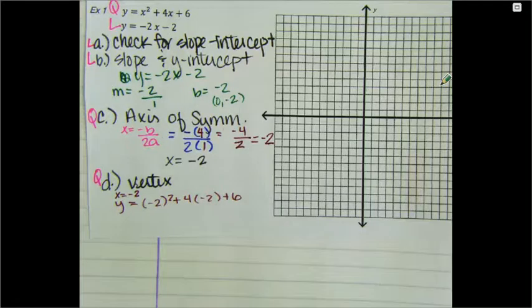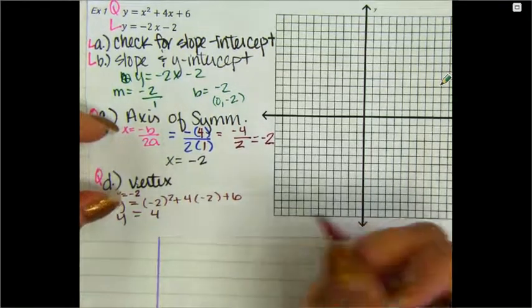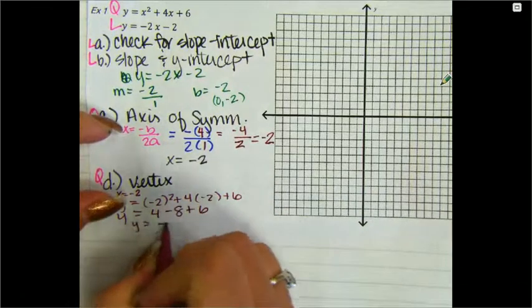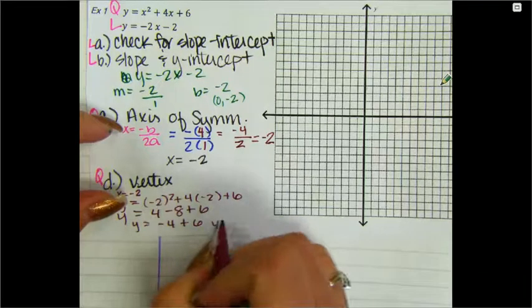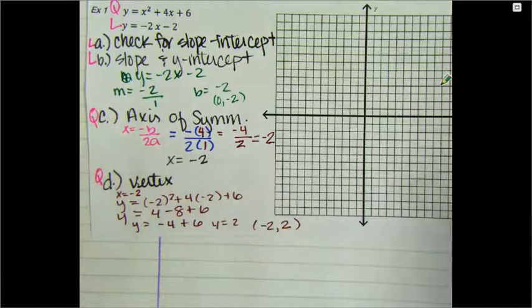Negative 2 squared is what? Positive 4. 4 times negative 2, negative 8 plus 6. 4 minus 8, negative 4 plus 6 is what? Positive 2. Ordered pair is what? Negative 2, 2. Good. All right, we're done here.